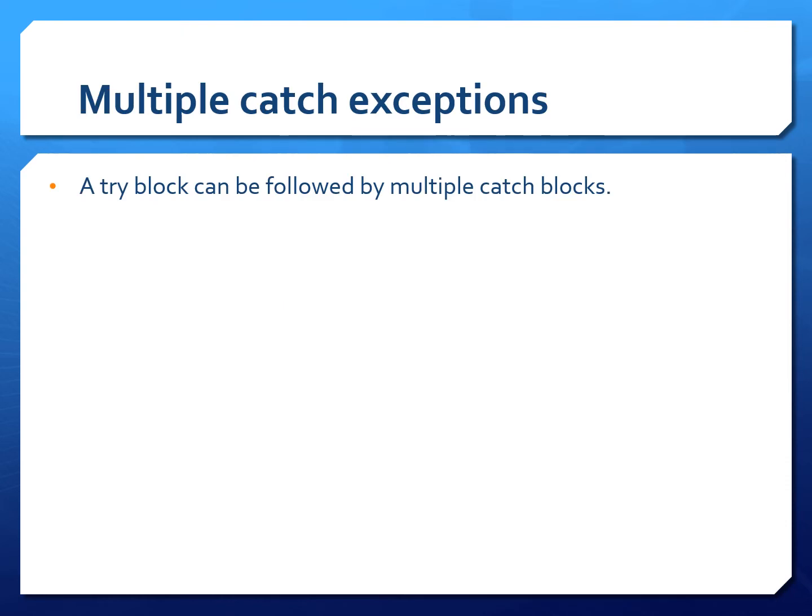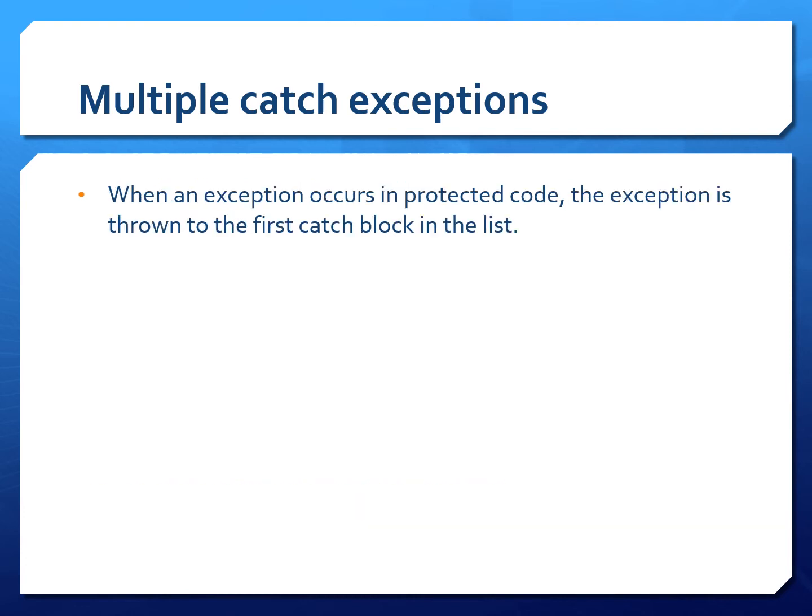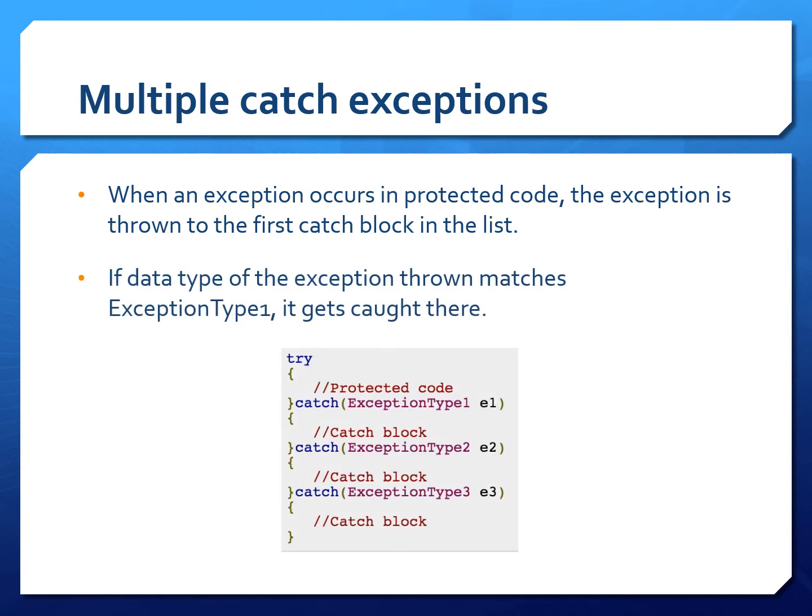A try block can be followed by multiple catch blocks. The syntax for multiple catch blocks looks like the following. We can have any number of catch after a single try. When an exception occurs in the protected code, the exception is thrown to the first catch block in the list. If the data type of the exception thrown matches exception type 1, it gets caught there.